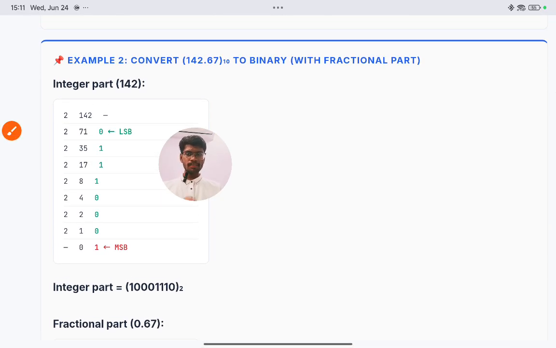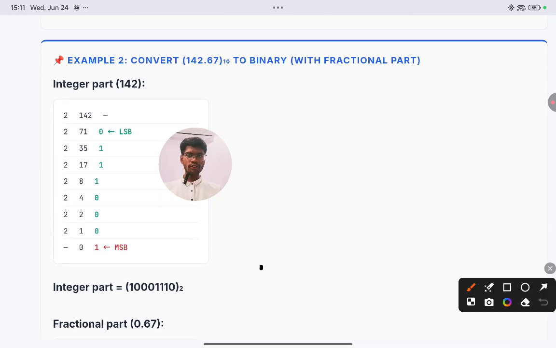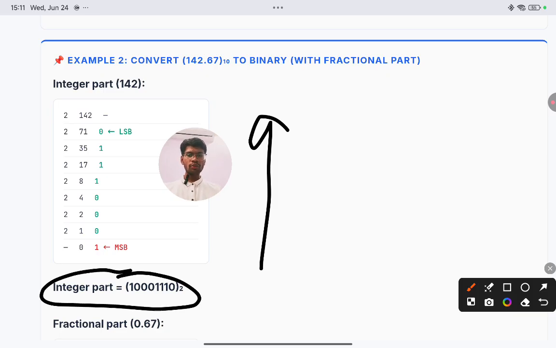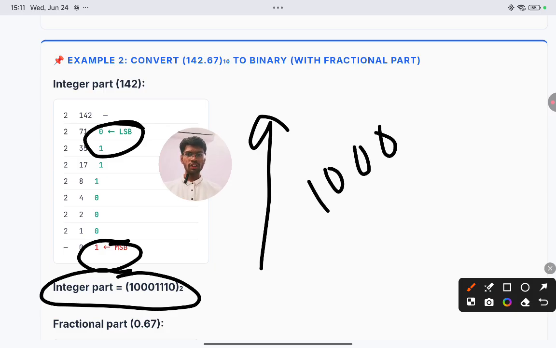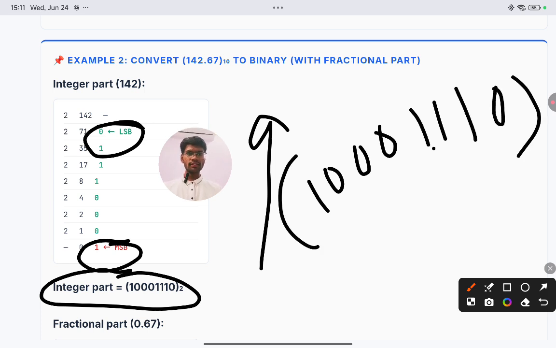So if you get this, you'll do the same thing for this integer part. 1 will be the most significant bit, 0 will be the least significant bit. You write this 1 0 0 0, you'll be getting 1 1 1 0, and this is the binary part for this 142. But how to do the 0.67 part?